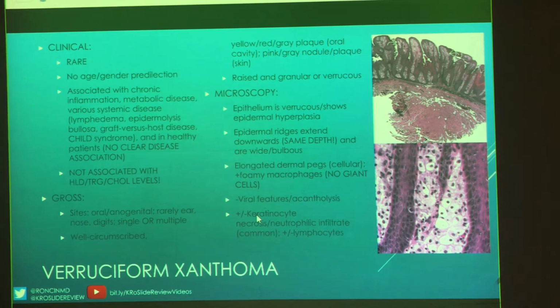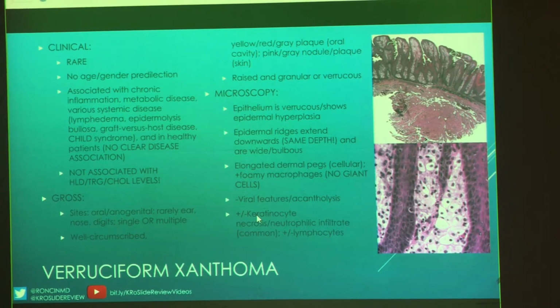Again, a huge amount of things have been associated with verruciform xanthomas. However, they can occur in healthy patients, in which case there's no clear disease association, and they're not associated at all with cholesterol or lipid levels, okay? Like a lot of our other verrucous lesions, they like the oral or anogenital areas. They can affect the ear, nose, digits, but those are actually relatively rare. So you would think about verruciform xanthomas, condylomas, those kind of things.